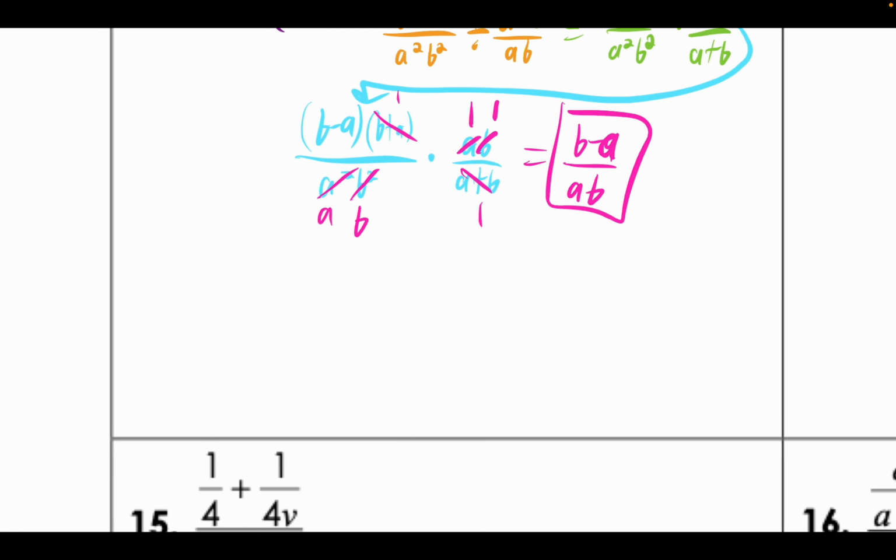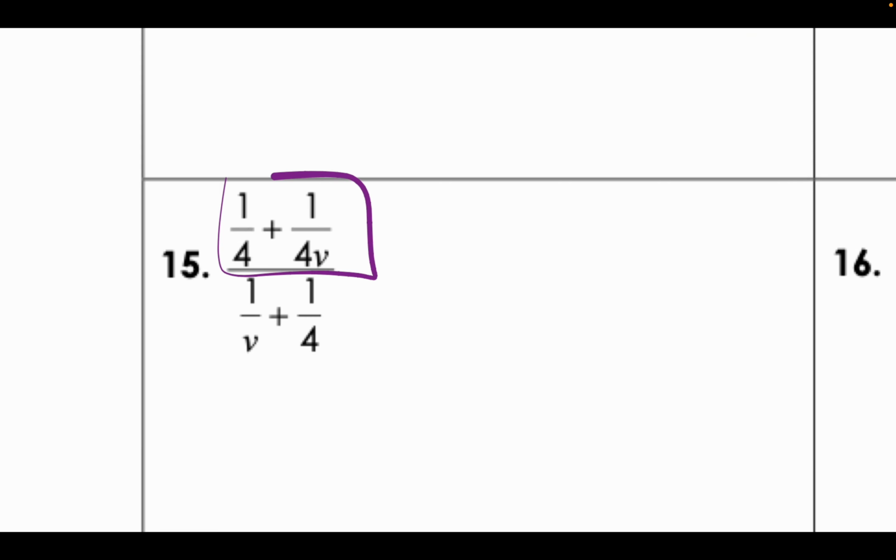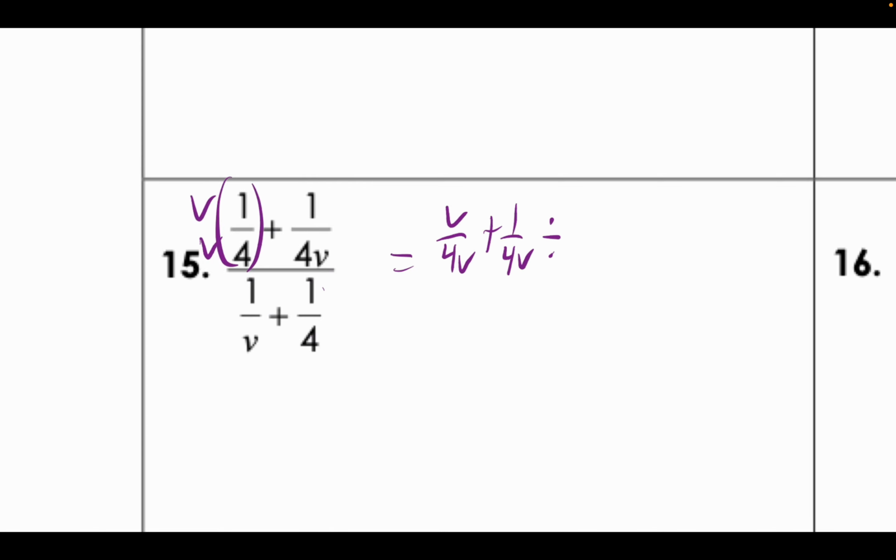Number 15 here. Once again, the numerator and denominator, the top fraction and the bottom fraction, both need work done here to get common denominators. The common denominator for the top will be 4v. So this needs to be multiplied by v and v, but the second fraction can stay unchanged. I'm going to go ahead and do that work here, giving me v over 4v plus 1 over 4v, divided by whatever we have to do here.